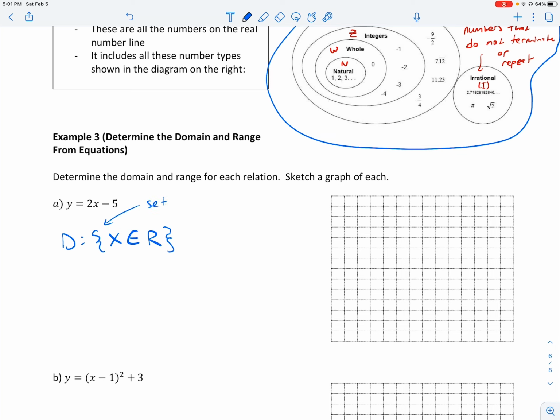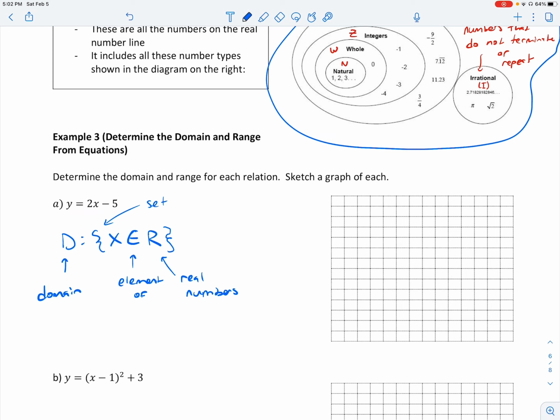So there's a set of values of x. This e here means element of, the R means real numbers, and obviously the D stands for domain. Putting this all together, the domain is the set of all the x values that are elements of the real number system. Basically, every number that exists in the real number system can be used for x in this equation.